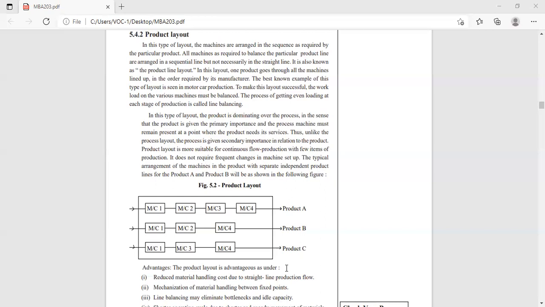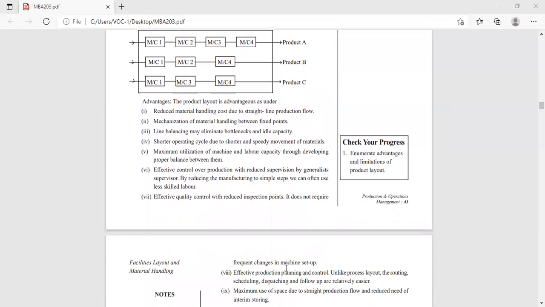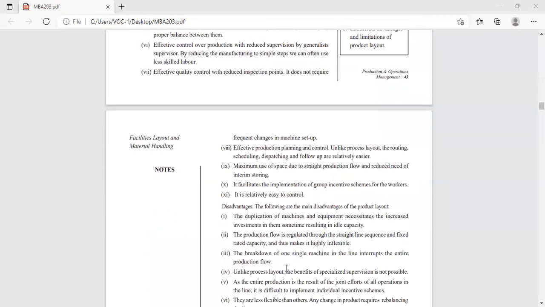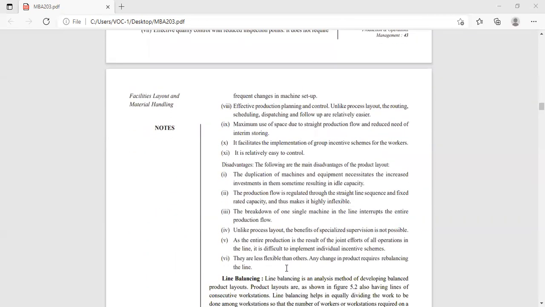Next are the advantages of the product layout, like reduced material handling, mechanization of material handling, line balancing, effective control over production, effective quality control, effective production planning, and maximum use of space. Certain advantages and disadvantages are given for the product layout.